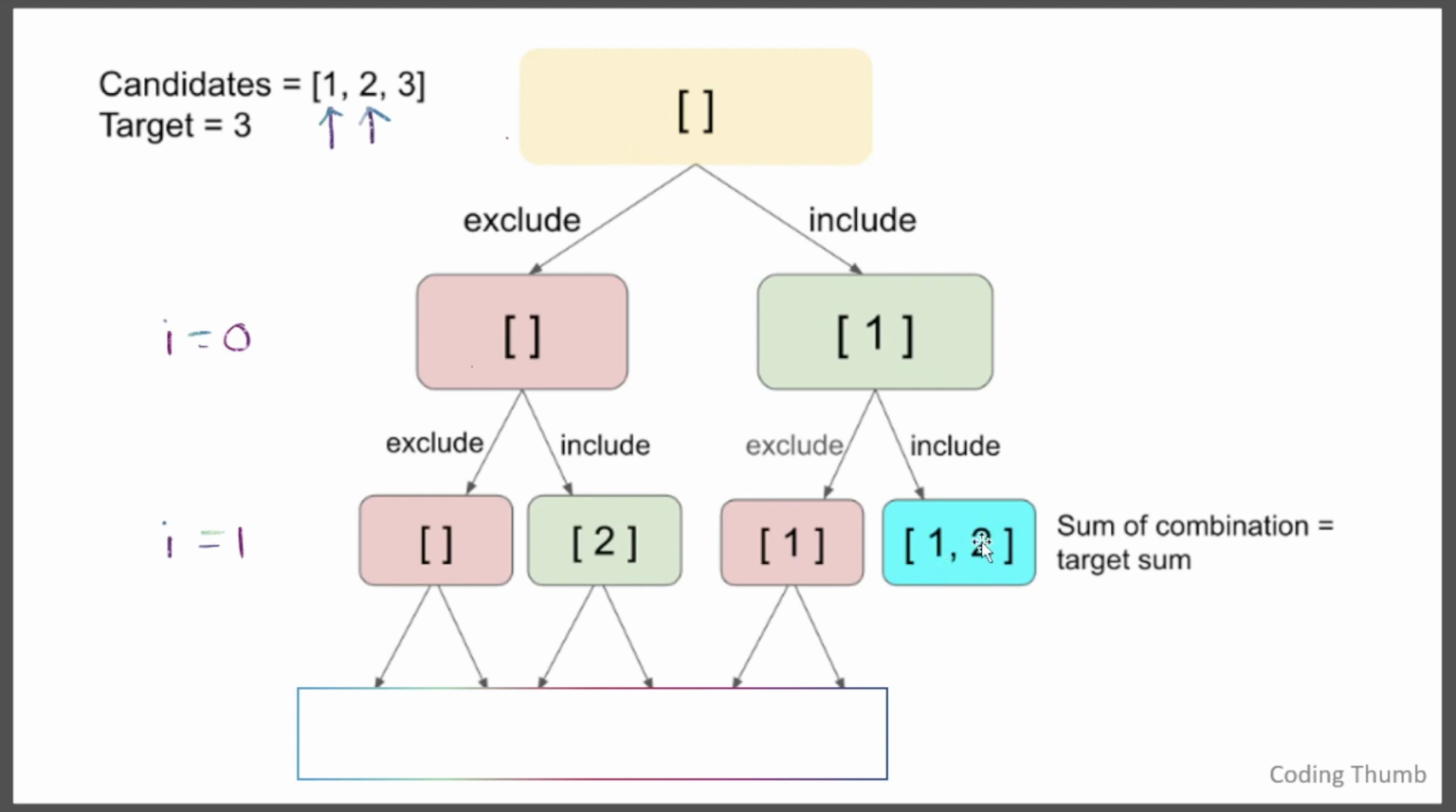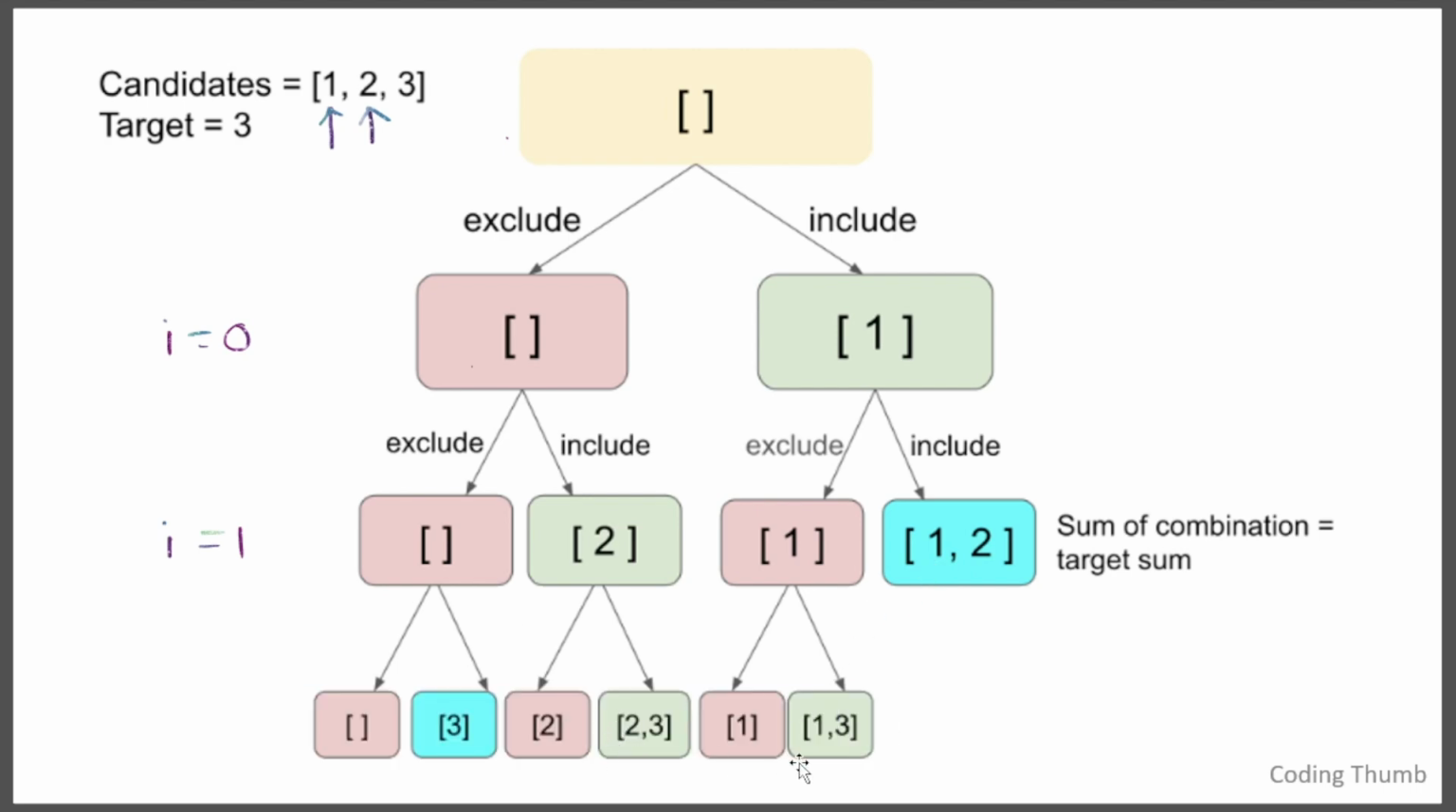This is our combination. Now, at each step, we could check if our array of combinations is adding up to the target, and if it does, then we get one of our candidate solutions. Similarly, if we continue and we go for I equals 3, from this empty array, if we don't include it, or we exclude it, we get an empty array. If we do include, then we get 3.